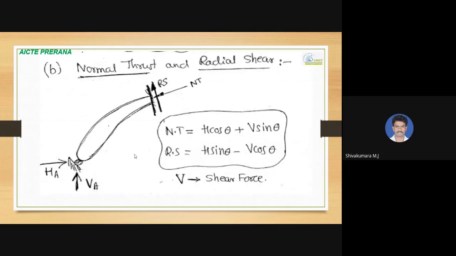In this, we need to determine the normal thrust and radial shear. The formulas: normal thrust equals H cos theta plus V sin theta, and radial shear equals H sin theta minus V cos theta, where V is the shear force. Okay, H is the horizontal support reaction developed at the supports.